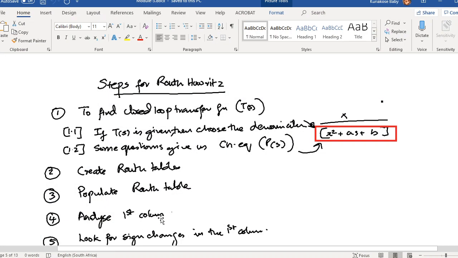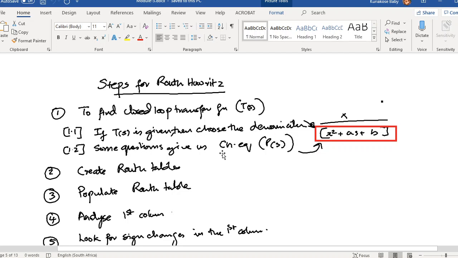Okay, so in our last class we were looking at how to do this Routh Hurwitz criterion. So let's just revise that before we go ahead. To do the Routh Hurwitz criterion, we need to firstly find the closed loop transfer function T of S. There are some subsections in this first step: if T of S is given, then we need to choose the denominator of T of S, and that is called the characteristic equation.